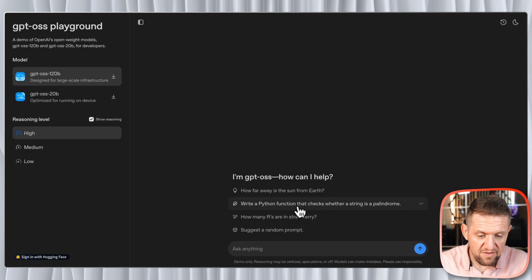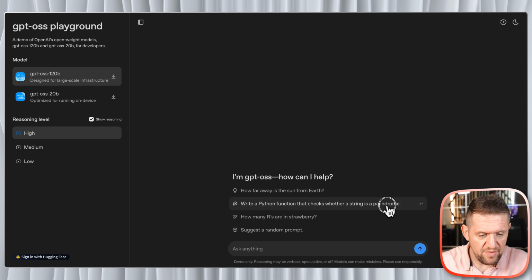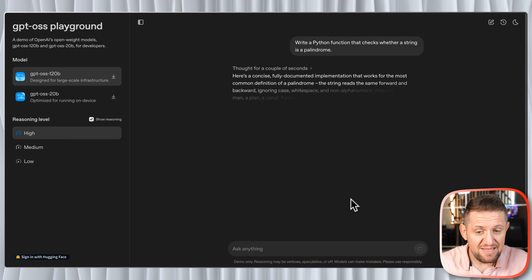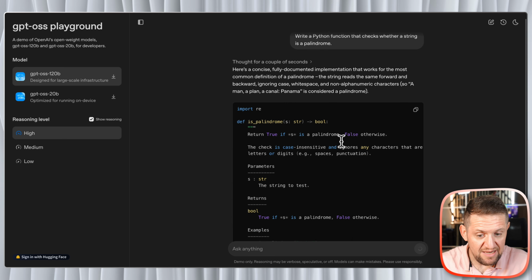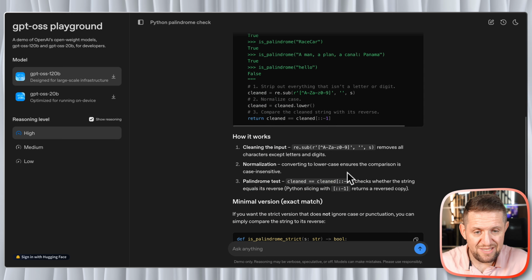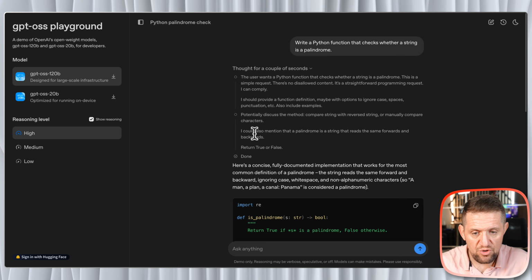So write a Python function that checks whether a string is a palindrome. Okay, let's go for that and let's see the performance. It's a fast model and you can see it's a really fast model, honestly. Maybe in a different episode, or I'm sure others will test it really heavily when it comes to coding. Again, we can see the chain of thought, you can see it here.